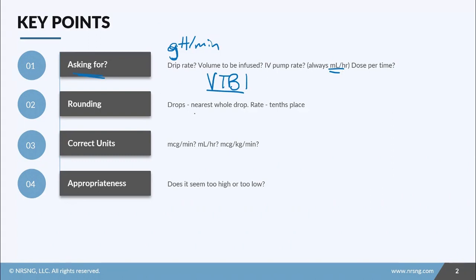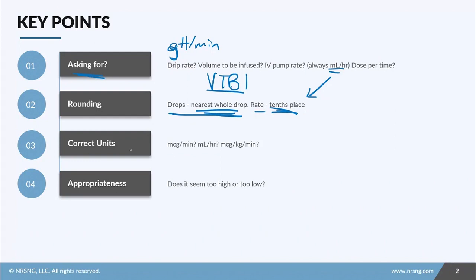A little note on rounding, remember that drops always need to go to the nearest whole drop. When it comes to a rate, usually milliliters per hour, we're typically going to the tenths place. Now, as we've said before, make sure that you know the rules at your facility or your university or your school as far as what they want for rounding, but I can tell you the NCLEX NCSBN typically is going to the tenths place.